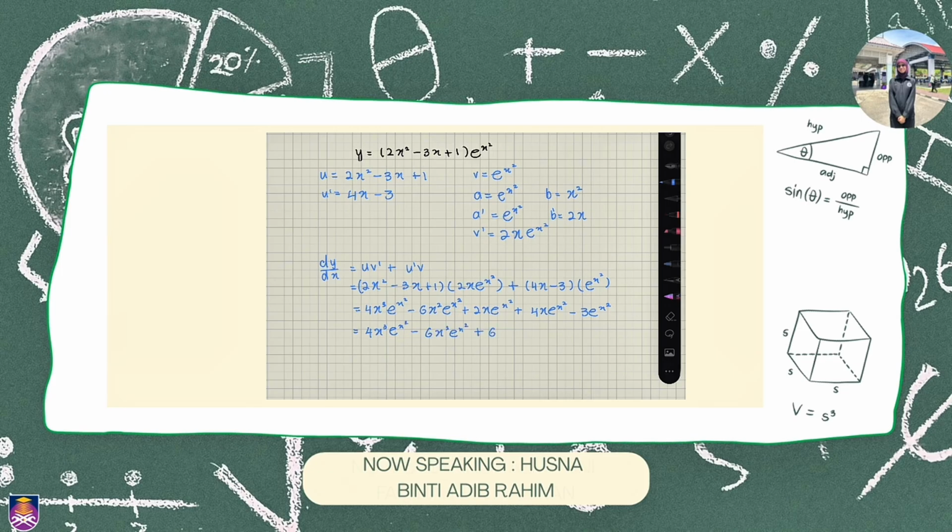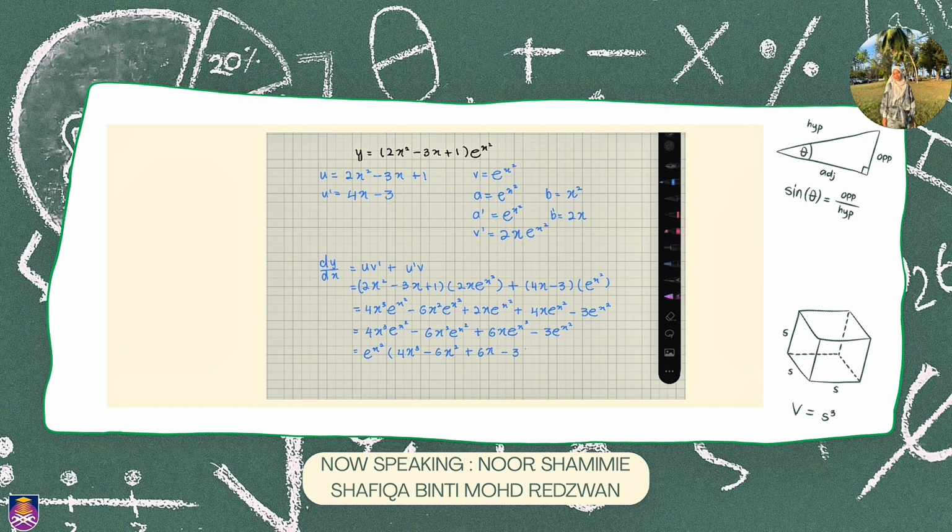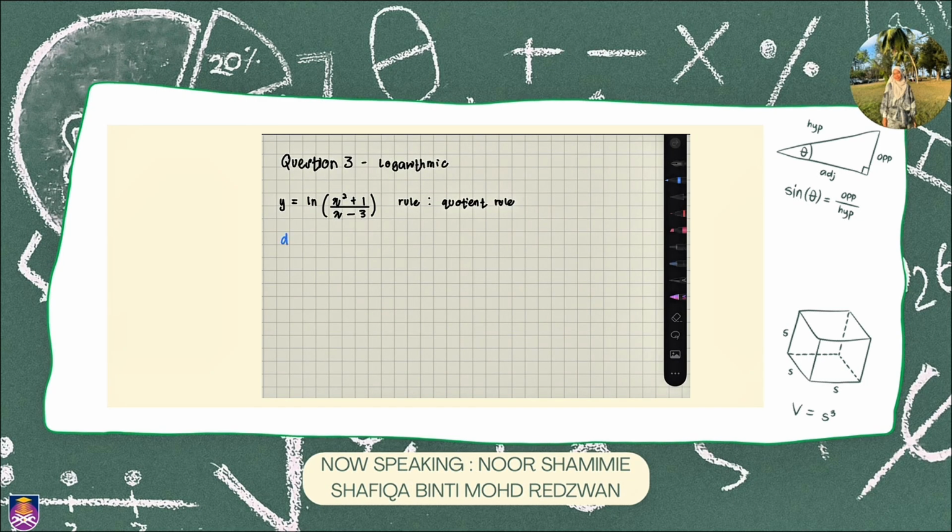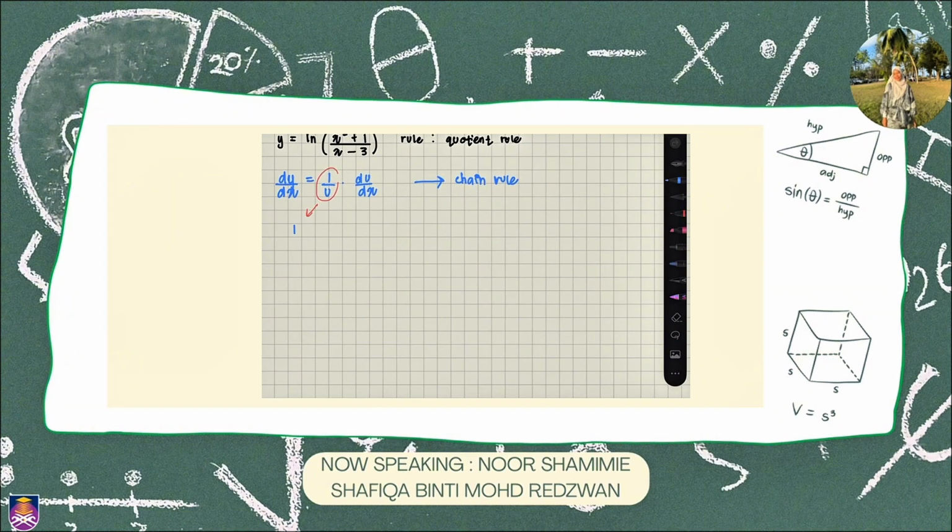After substituting the derivatives into the product rule formula, expand and simplify the expressions. First of all, we must apply the equation in chain rule first. So dy over dx equals 1 over u multiplied by du over dx. Okay, then we just need to flip the u fraction, so x minus 3 at the top over x squared plus 1 at the bottom.